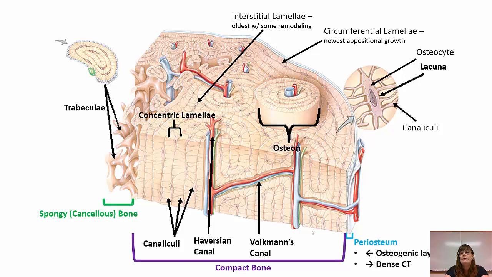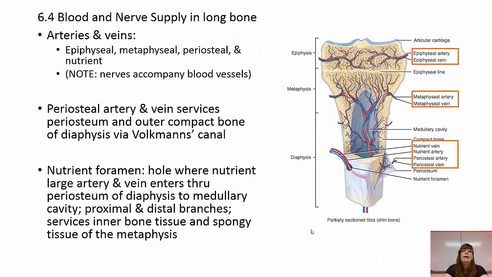Periosteum is the outer covering, so you have the osteogenic layer on the inside and the dense connective tissue on the outside. For arteries and veins, you have the epiphyseal, metaphyseal, and periosteal, and then the nutrient. Nerves accompany blood vessels, and you can see in the picture the epiphyseal and, of course, the epiphyses, the metaphyseal and the metaphyses. And then the nutrient artery and vein run into the medullary cavity, and the periosteal artery and vein are nourishing the periosteum.